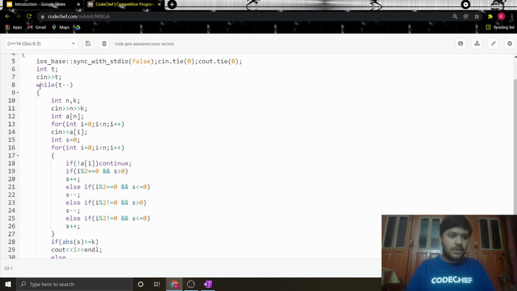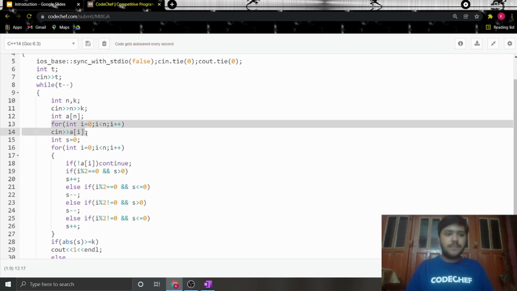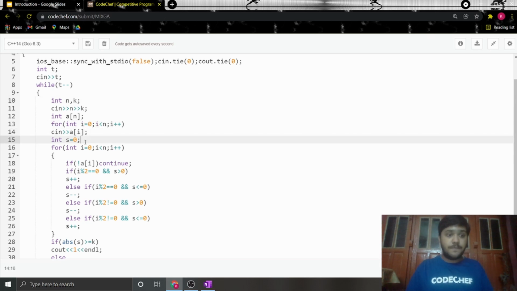Here is the code. Here T denotes the number of test cases. This is for fast input and output. N denotes the size of the array, or basically the number of elements in the array. K denotes the threshold for the absolute value of the expression. If the absolute value of the expression is greater than or equal to K, then Vanja wins, else Mixi wins. I take the input of the array. This is the sum. S denotes the current value of the expression.